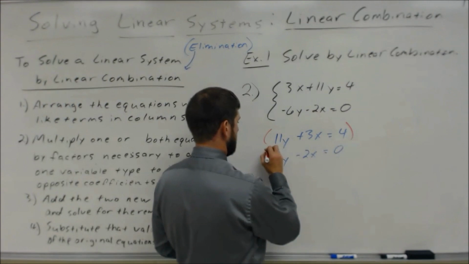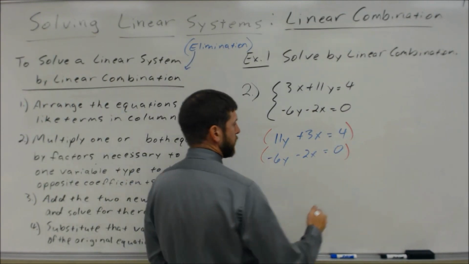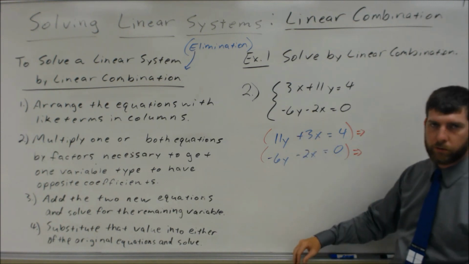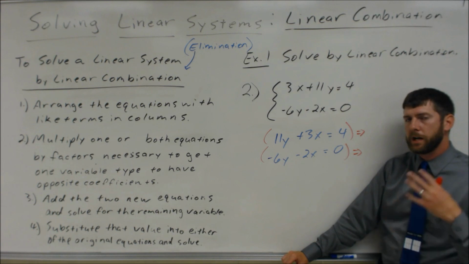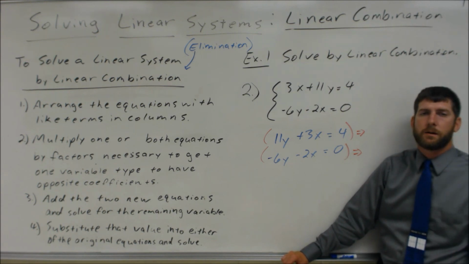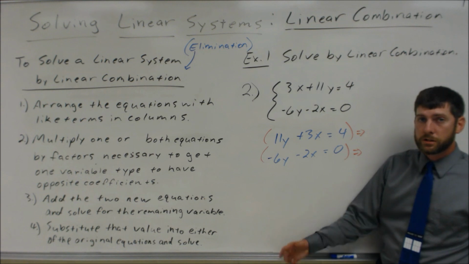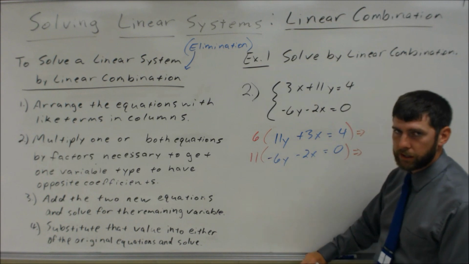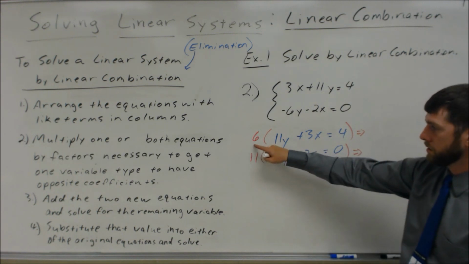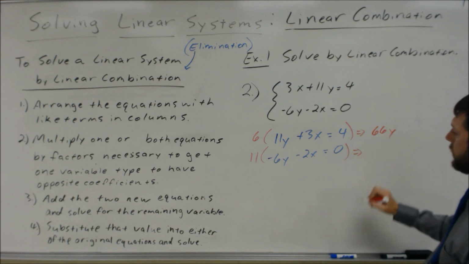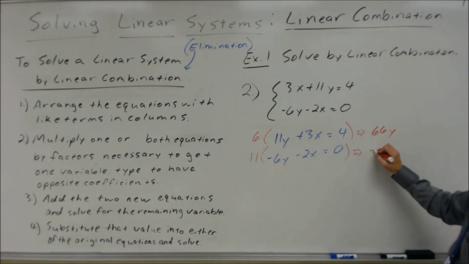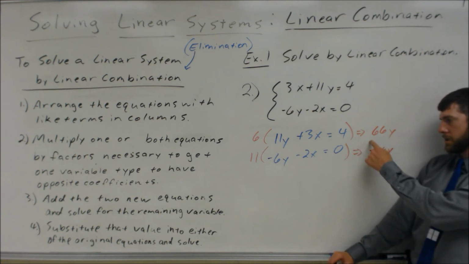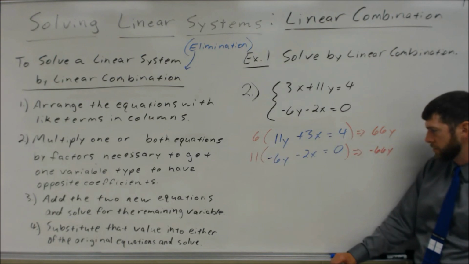So keep in mind what you're working towards. What number will 6 and 11 both go into? If you don't know off the top of your head that it's 66, that's the least common multiple of 6 and 11, just multiply 6 times 11. Put a 6 right here, put an 11 right there, and see what you get. 6 times 11, 66y. 11 times negative 6, negative 66y. Do we have opposite coefficients? Positive 66y, negative 66y. The answer is yes.